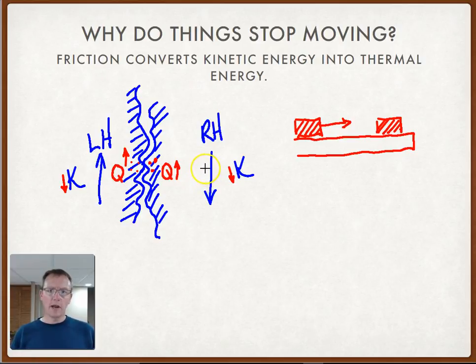If you want to heat up your hands, what do you do? You rub them together. Why? Because you're using one kind of energy to convert to another kind of energy. It's also why objects don't move forever in a straight line, like they probably should, as we'll find out in the next video. Hopefully that makes sense.